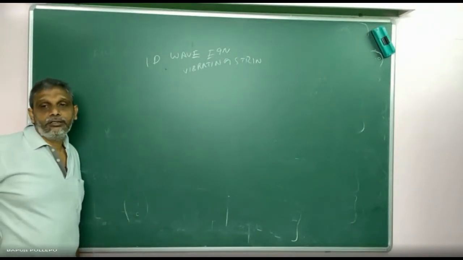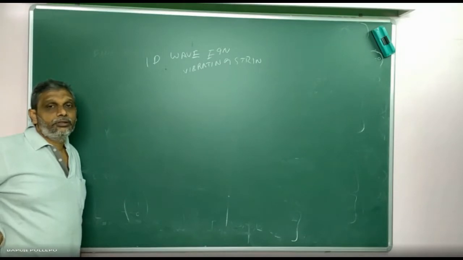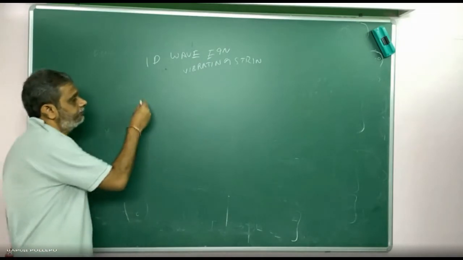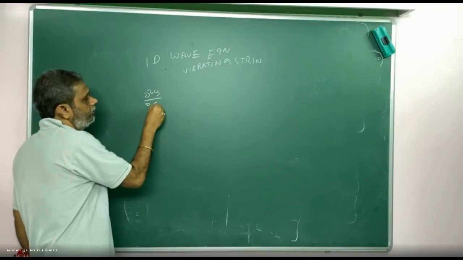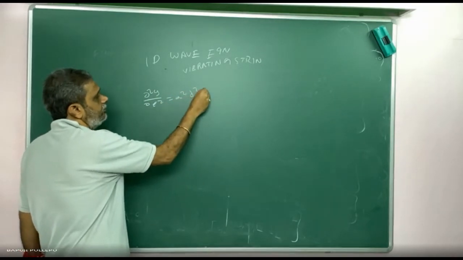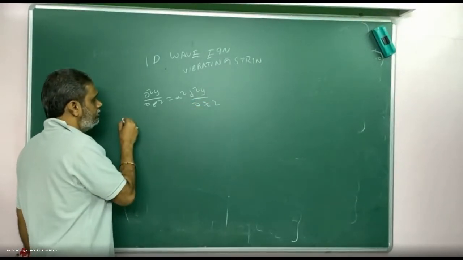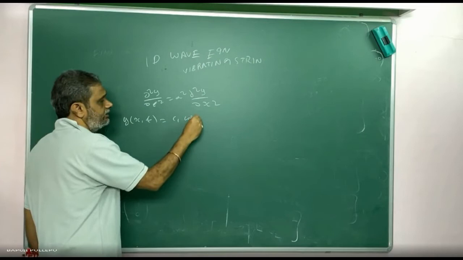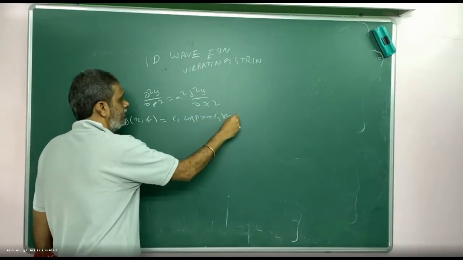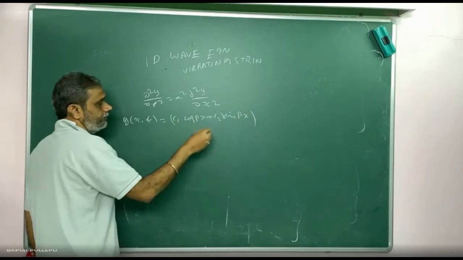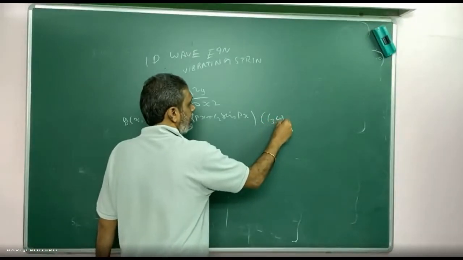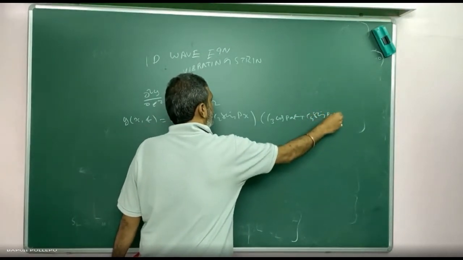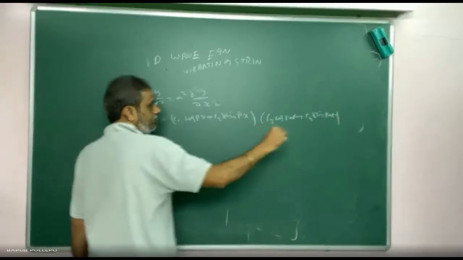One-dimensional wave equation or vibrating string. What is the equation? Tell me how you will remember. First you write dou square y by dou t square is equal to a square into dou square y by dou x square. Then the solution you can write as y of x comma t is equal to (c1 cos px plus c2 sin px)(c3 cos pat plus c4 sin pat). So first you can remember the wave equation and this solution.